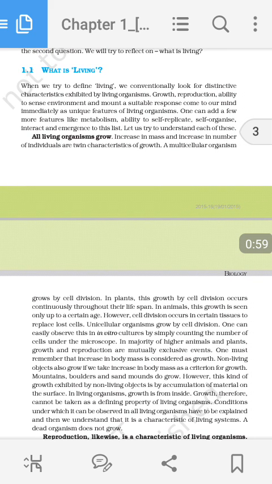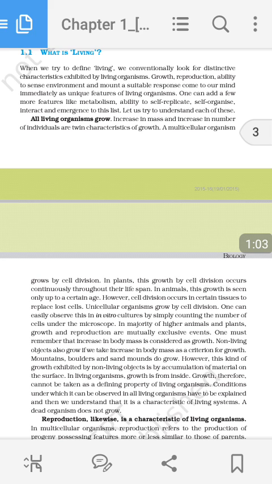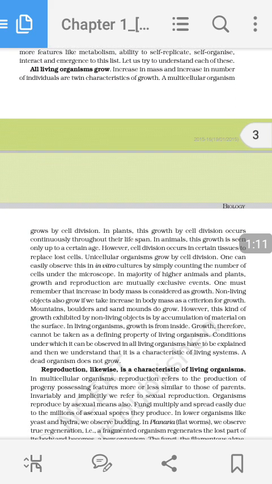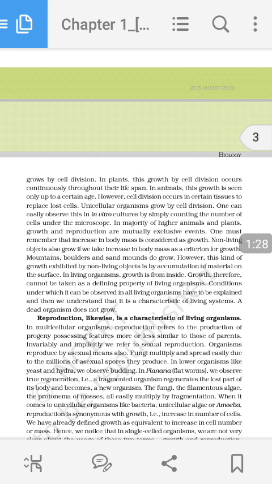Increase in mass and increase in number of individuals are twin characteristics of growth. A multicellular organism grows by cell division. In plants, this growth by cell division occurs continuously throughout their lifespan. In animals, this growth is seen only up to a certain age. However, cell division occurs in certain tissues to replace lost cells. Unicellular organisms grow by cell division.